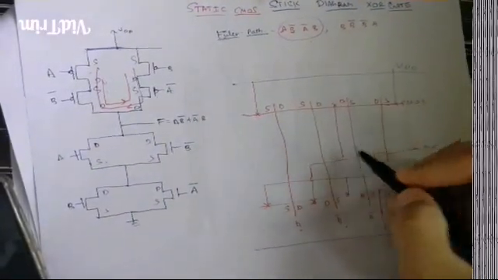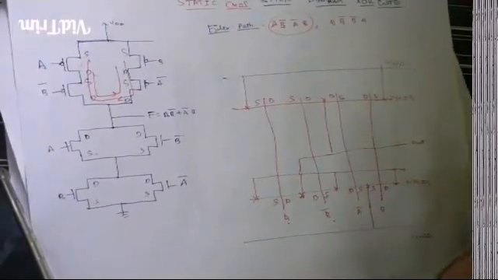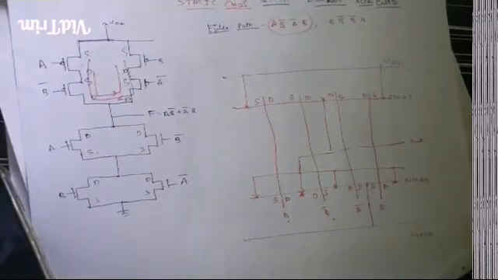So it is connected to the output. This completes your stick diagram. Now this stick diagram can be used to draw the layout of the circuit.